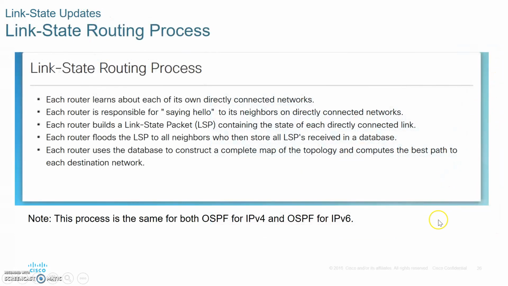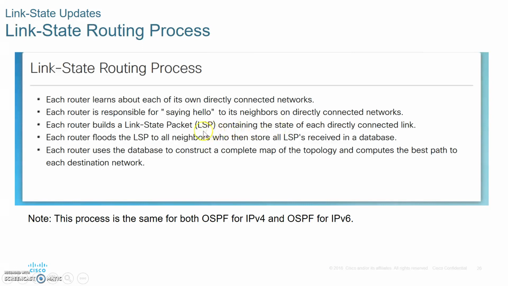Okay, some characteristics of the link state routing protocol process. Every router will learn about its own directly connected networks first. And then they will try to find their neighbors by sending a hello packet to the neighbors on the directly connected network. So it gets to know all the neighbors that are directly connected to the router. Then the router will build a link state packet of the state of each of the directly connected links. So if the router has 3 links that are directly connected to it, it will create 3 link state packets. And the link state packet will contain the state of each of the links.